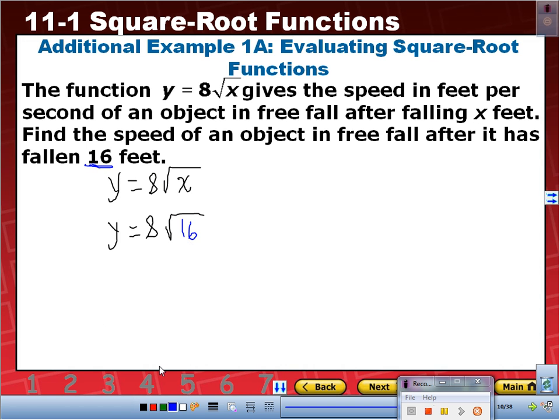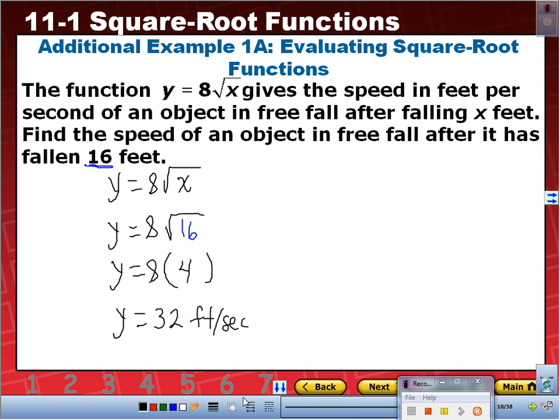16 goes in here. So from there, it's y equals 8 times square root of 16, which is 4. So y equals 32 feet per second. Copy that. And that's it.